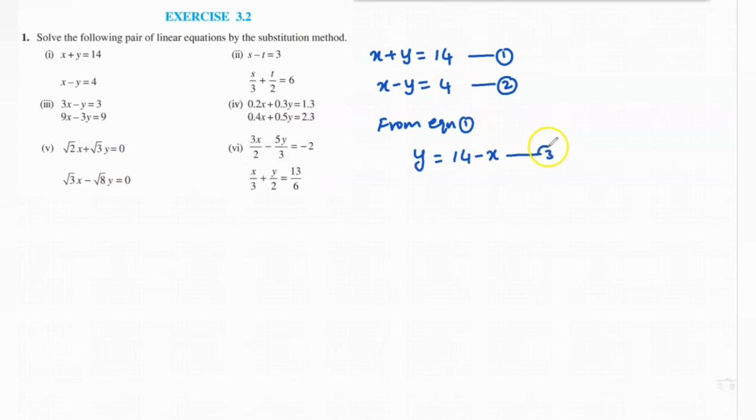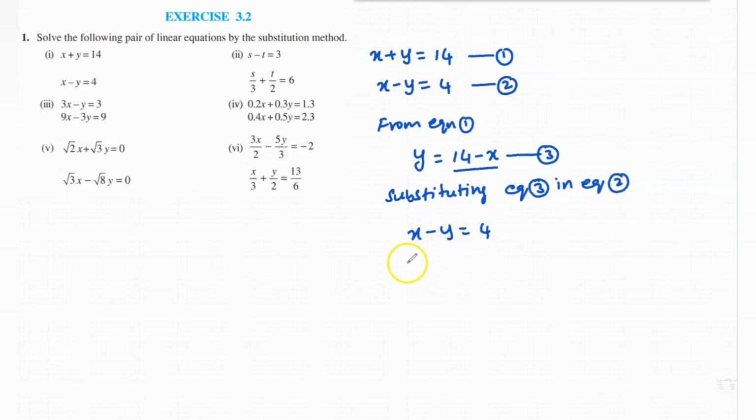Let us take this as equation 3, substituting equation 3 in equation 2. So equation 2 is x minus y is equal to 4. In that I will substitute 14 minus x in the place of y. x minus (14 minus x) is equal to 4. So we have a bracket outside, so we need to open that by changing the signs inside. Minus 14, minus of minus x becomes plus x, is equal to 4.